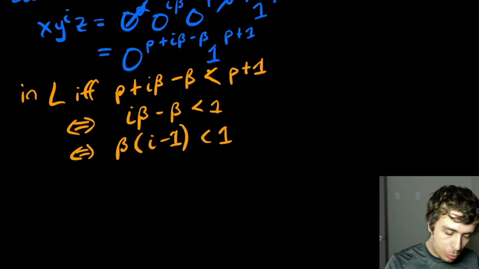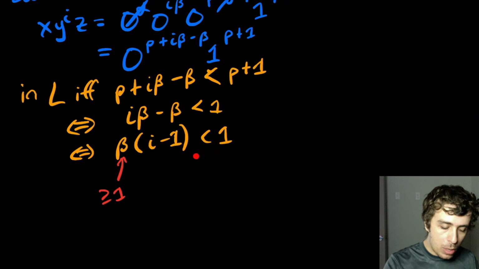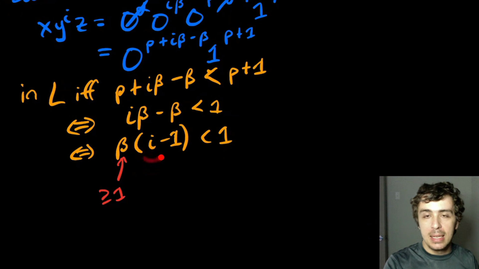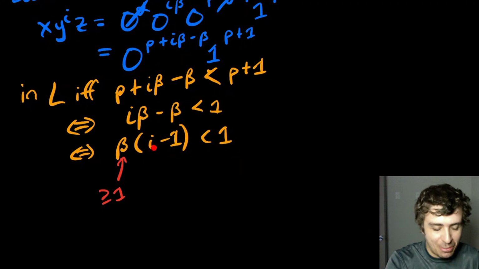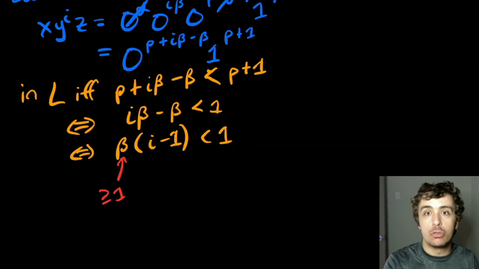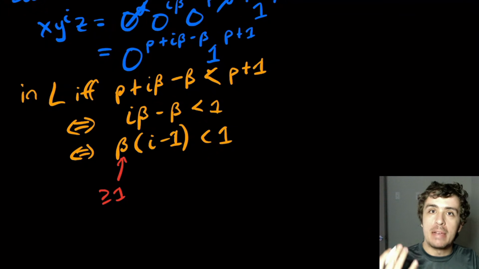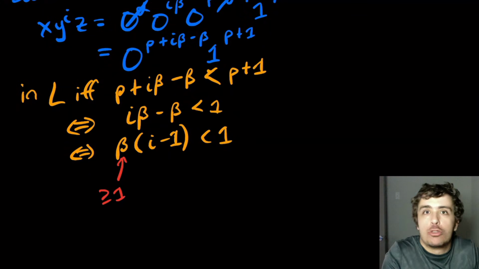And so what do we know? We know that beta is at least 1. So that guy is at least 1. So the only way that this could be strictly less than 1 is if we choose I to be 1, or I guess if we pick I to be 0. So 1 or 0 allows this inequality to be true. But we want the inequality to be wrong, because we want to be out of the language.